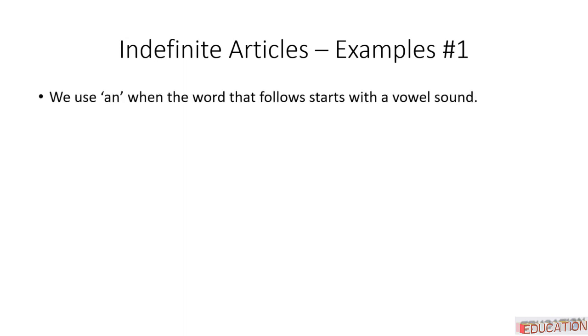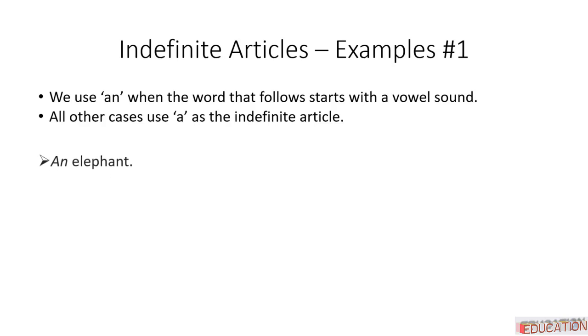As we said, we use an when the word that follows starts with a vowel sound. And notice we said vowel sound and not vowel. If it's not a vowel sound, we use a. So we would have an elephant, but a big elephant. So it's not the noun after it, it's really the word after it. And we only say an elephant just to make it flow easier when we speak. If we had to say a elephant, it would be very sort of strange and awkward to say.